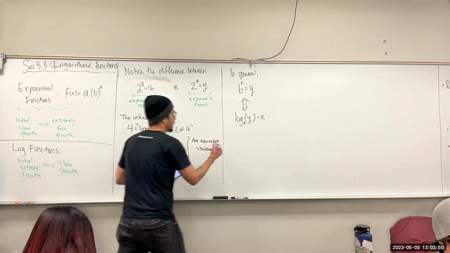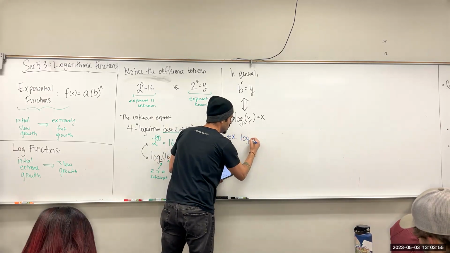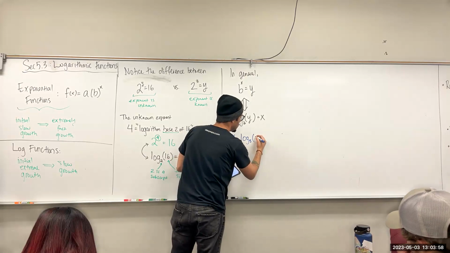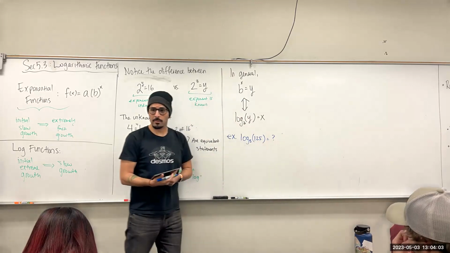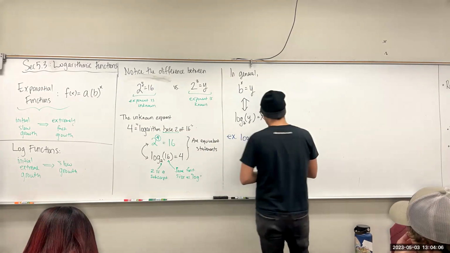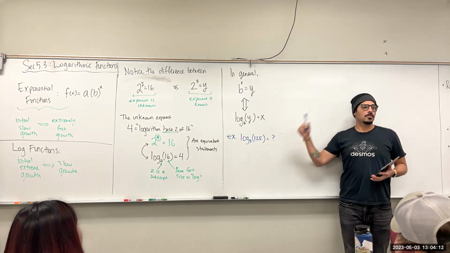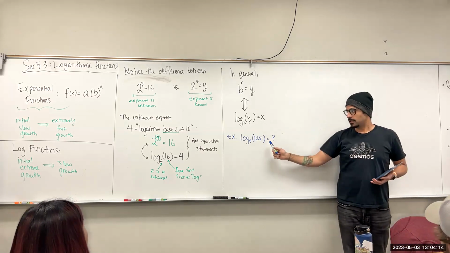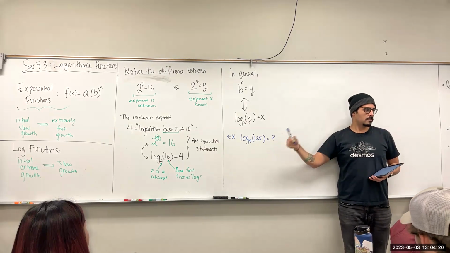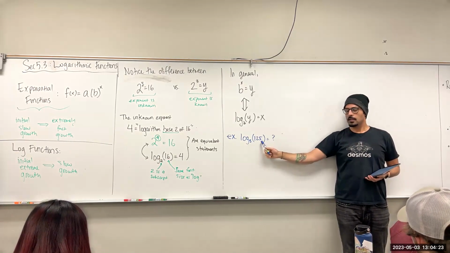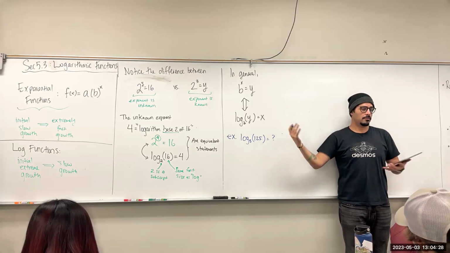So let's see. Just a little check in here. If I had log base 5 of 125, a calculator won't be able to do this for you if it's not the smart one. What question is this asking you? What exponential question is this asking? What exponent above 5 will give you 125? Exactly. 5 raised to what power gives you 125?